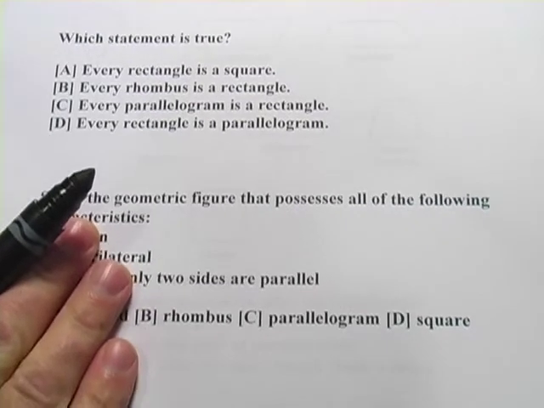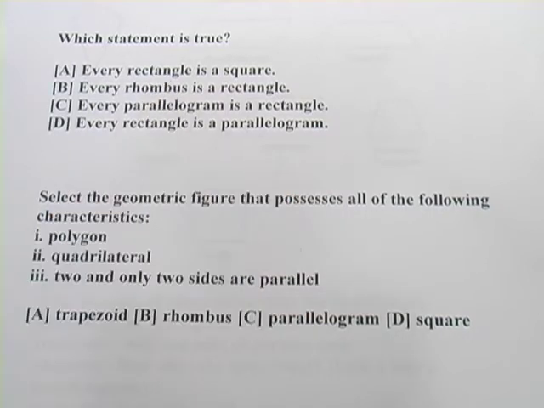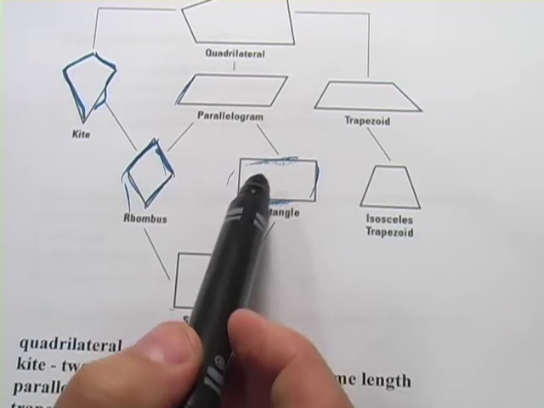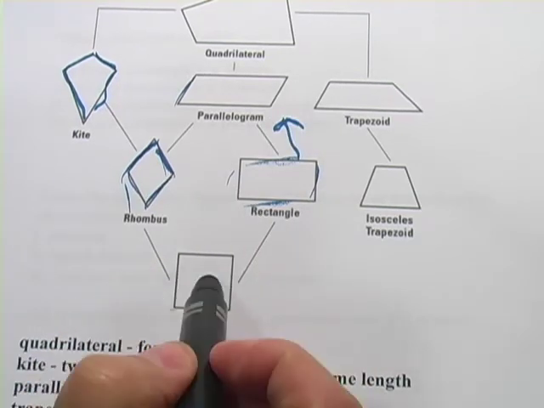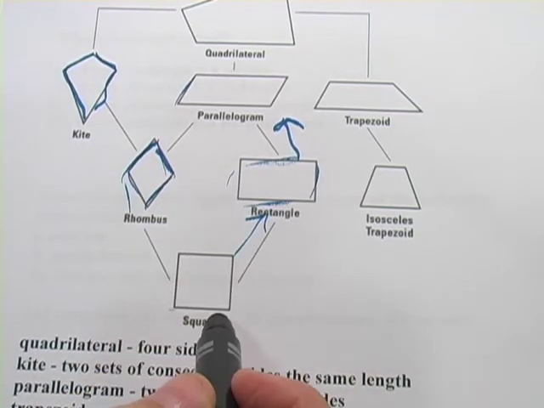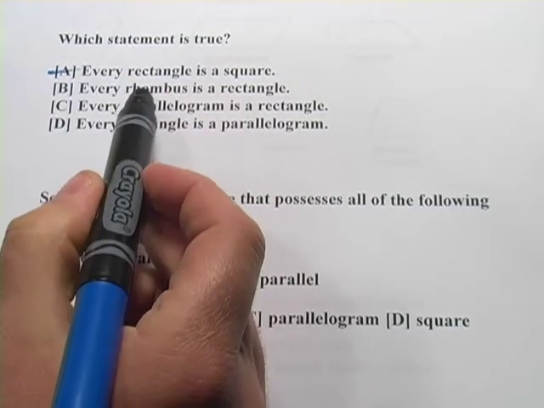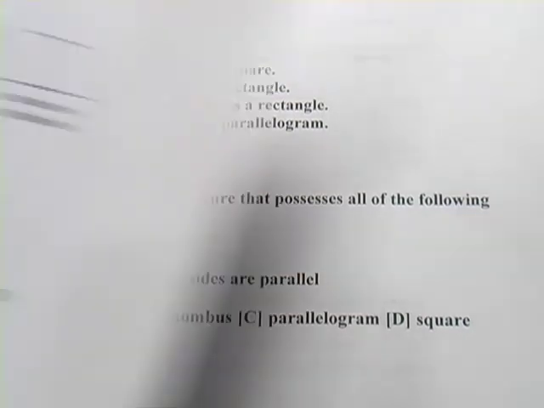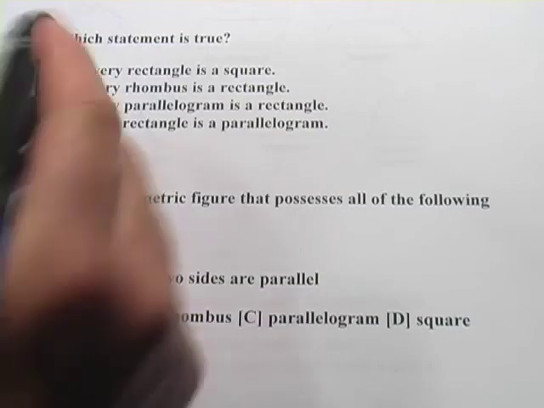This next one says, which statement is true? Every rectangle is a square. If you look at the chart again, every rectangle is a parallelogram, so you're going in the up direction to get that kind of inheritance. Every square is a rectangle, but every rectangle is not a square. So that's out. Every rhombus is a rectangle. Well, on the chart here, they're not even connected by a line, so they're not the same thing at all. So you can't say that.